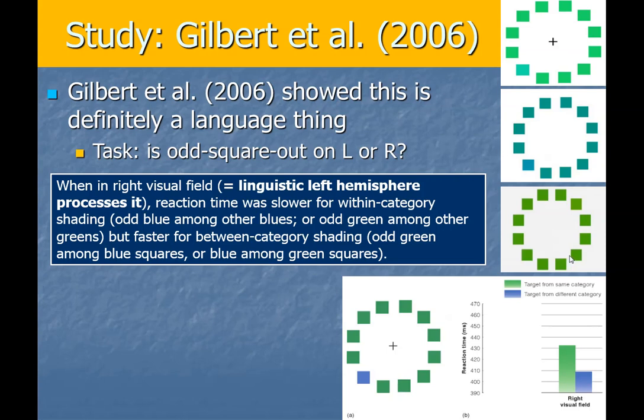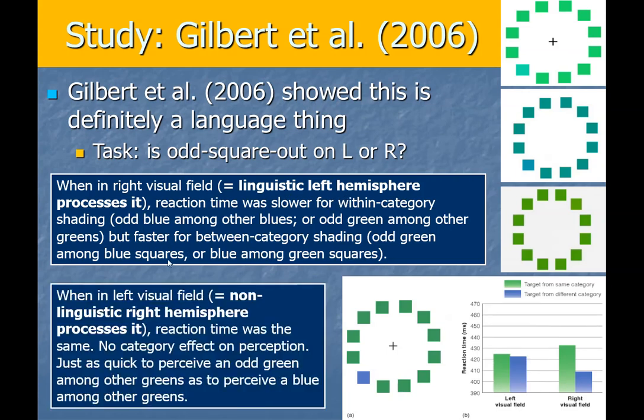People were slower at doing those within category comparisons, like this green within green, and faster for the between category, so a blue within a bunch of greens, like down here. They were slower for within category, faster for between category, when the stuff was showing up in the right visual field, when it was going to the language part of the brain.